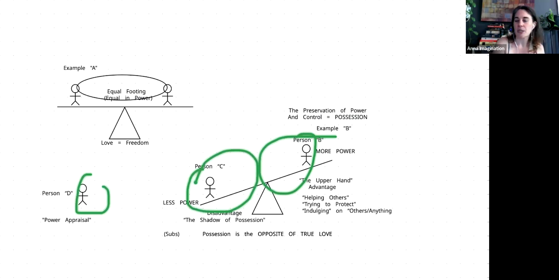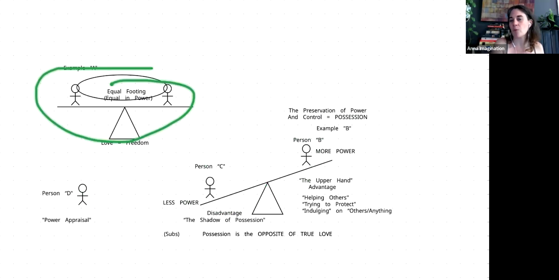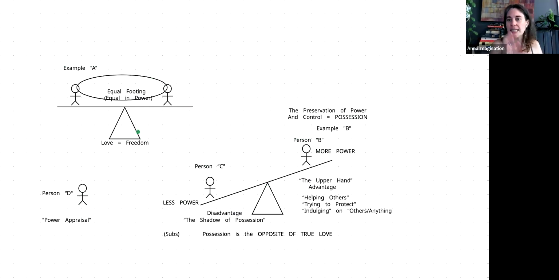And then there's this option. This is what everyone wants. This is what everyone is seeking. Everyone is looking to get to A. Like, how do I get to A? It's going to cost you. It's going to cost you possession. You've got to give it up. But in order to do that, you've got to give up your upper hand.